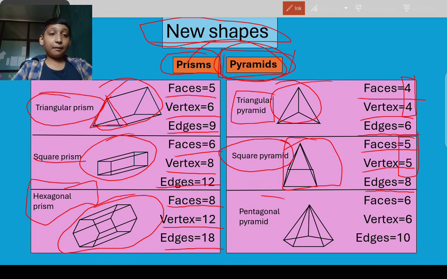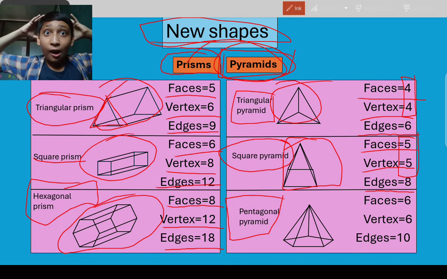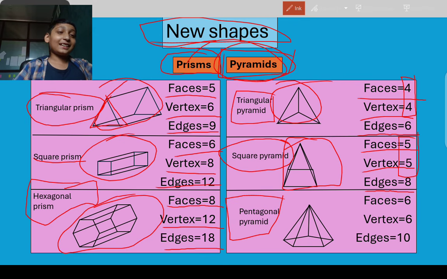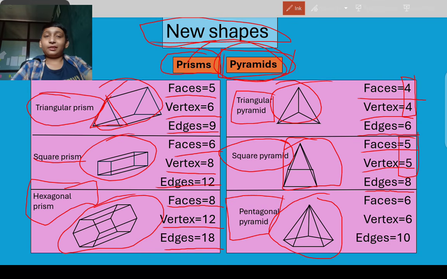Then we get the pentagonal pyramid. Wow! It's very short. So it's not that they all have to be the same size. This is a different shape, this is a different shape, this is a different shape. So yeah, all those types of shapes are almost the same. There were 6 faces, 6 vertices and 10 edges. And yet again, there is this relationship between vertices and faces.